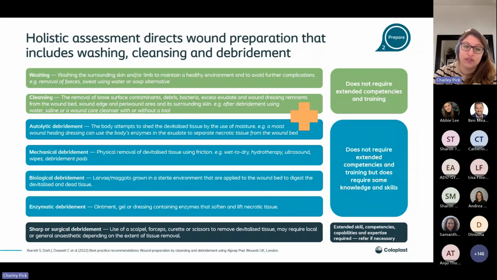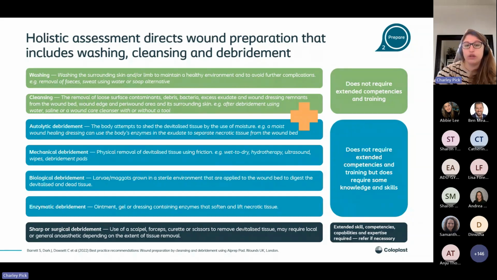out in the community. But sterile larvae and maggots in their little tea bags are wonderful little things that are applied to the wound bed, and they digest the devitalized and dead tissue, and they will only digest the devitalized and dead tissue. Brilliant at what they do, but they can be quite an expensive treatment.